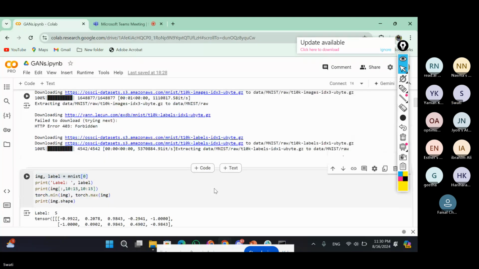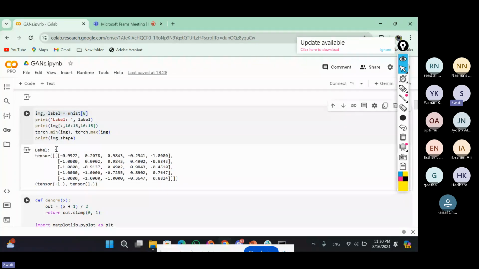So first we will see what is the first element. It has label 5, that it is a number 5. Then we show this is a 28 by 28 dimension data. So I'm just showing the elements from 10 to 15. Okay. Then we are saying what is the minimum and maximum value in this tensor. As we have normalized this with mean and standard deviation, the minimum and maximum value will be between -1 and 1. Okay. So we are printing this image shape.